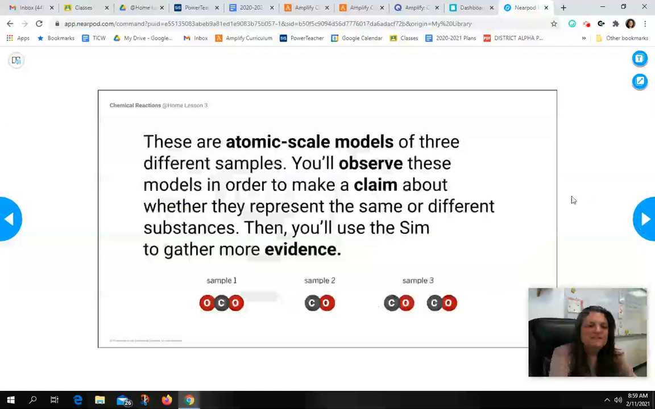These are atomic scale models of the 3 different samples. You will observe these models in order to make a claim about whether they represent the same or different substances. Then you will use the sim to gather more evidence. So you have sample 1, which is a carbon with 2 oxygen attached. Sample 2, which is a carbon and an oxygen attached. And then sample 3, which is that carbon and oxygen, but then it's repeated.